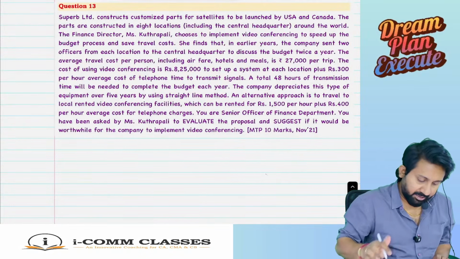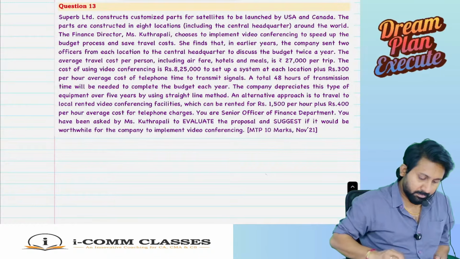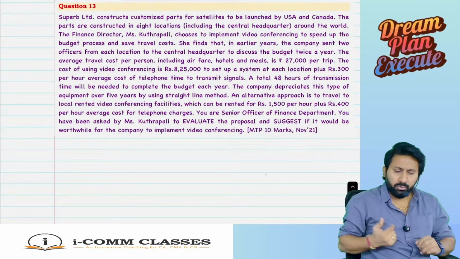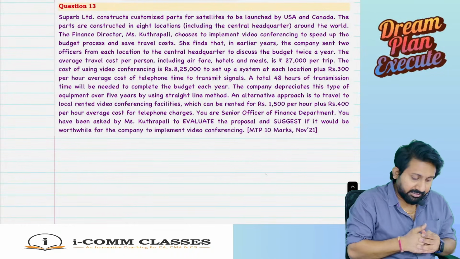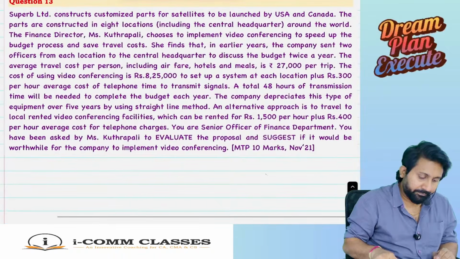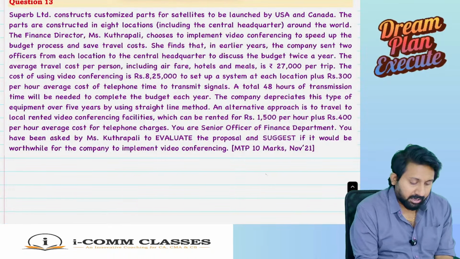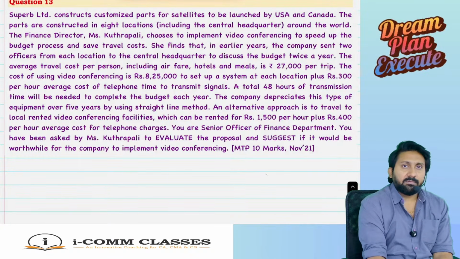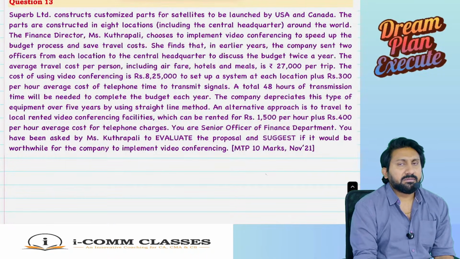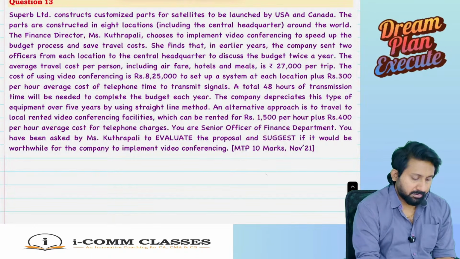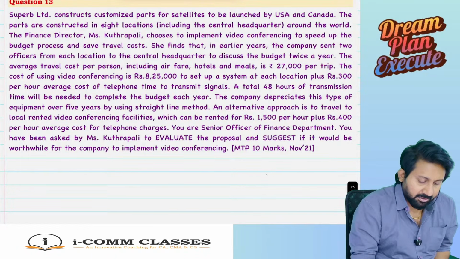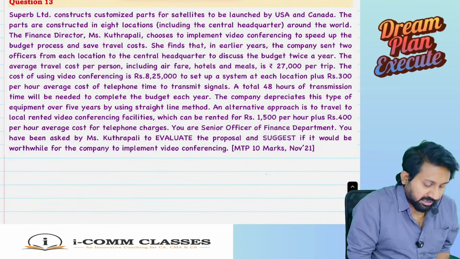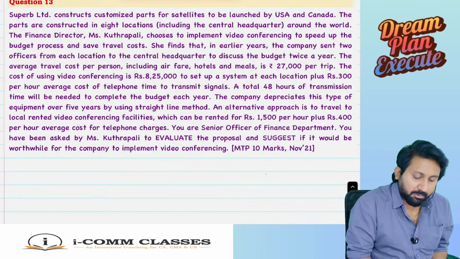Okay, see here. Hey, listen. New question. Let us see the question properly. Superb Limited constructs customized parts for the satellites to be launched by USA and Canada. The parts are constructed in 8 locations, including the central headquarters around the world.